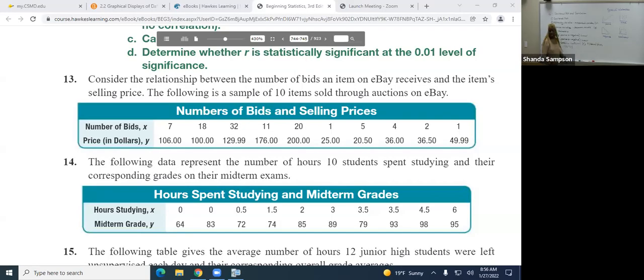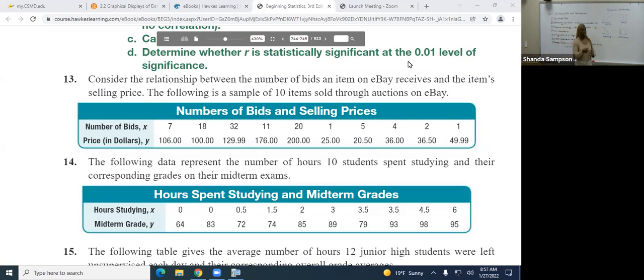Number 13 says, consider the relationship between the number of bids an item on eBay receives and the item selling price. The following is a sample of 10 items sold through auctions on eBay. We're going to work through this problem and put everything in the calculator and get your calculator set up.